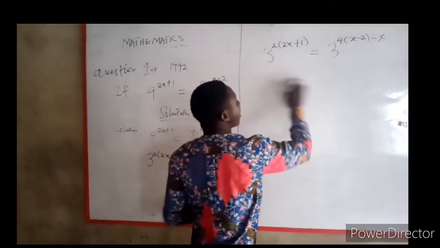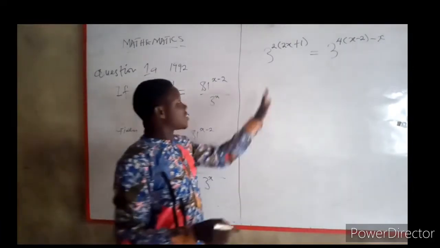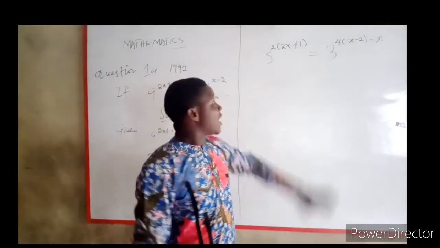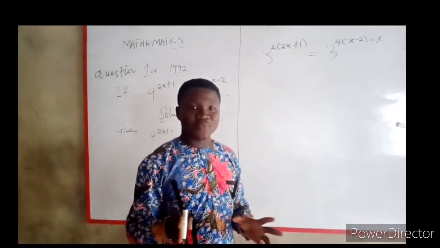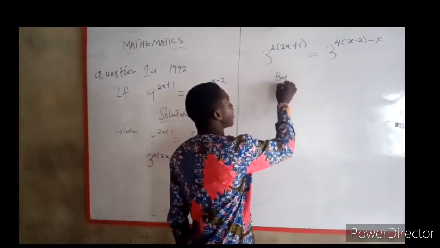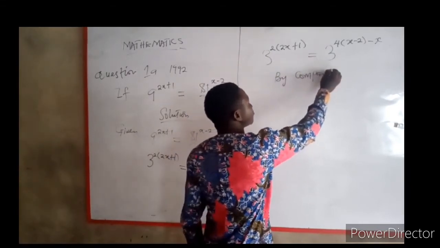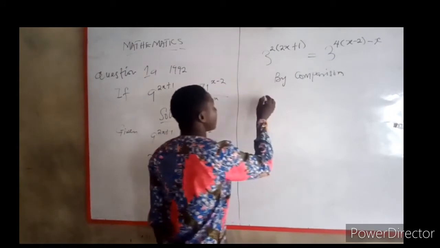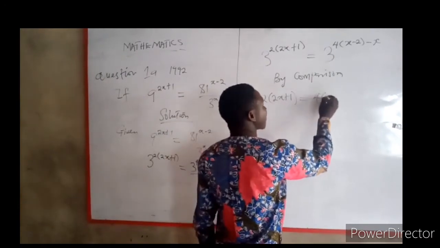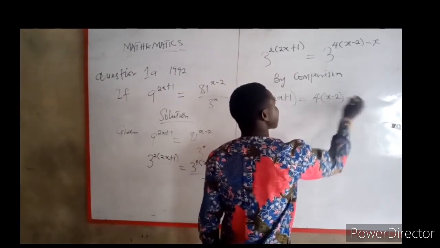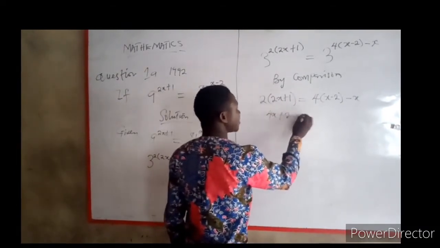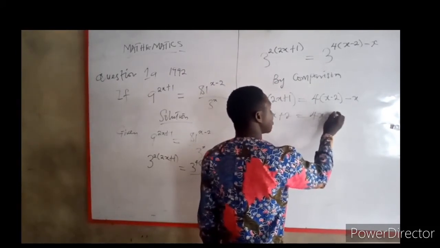So now, as usual, by comparison, we said that if the base numbers are the same, since they are equal, the powers also will be the same by comparison in mathematics. Okay, so by comparison, 2 in bracket 2x plus 1 is equal to 4 in bracket x minus 2 minus x. So that gives me 4x plus 2 is equal to 4x minus 8 minus x.